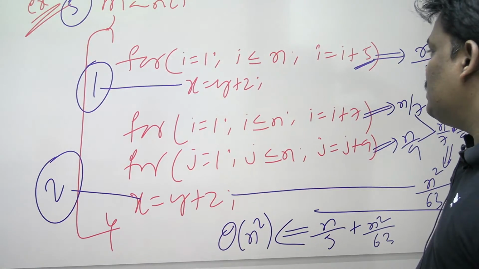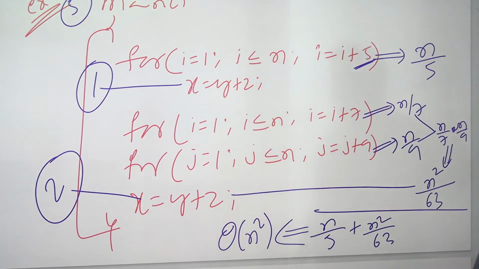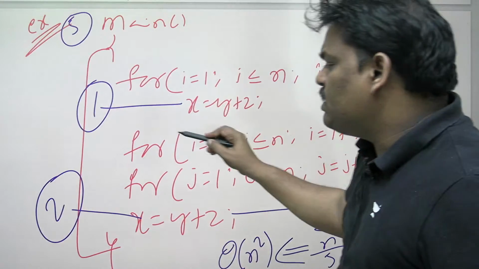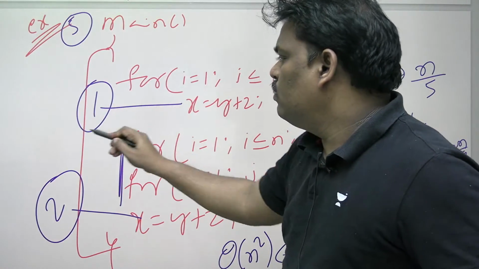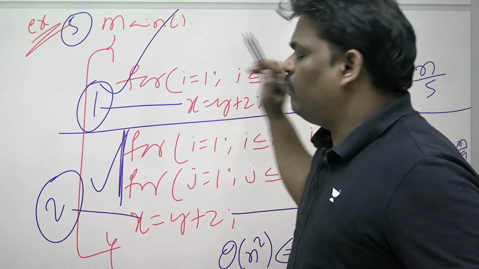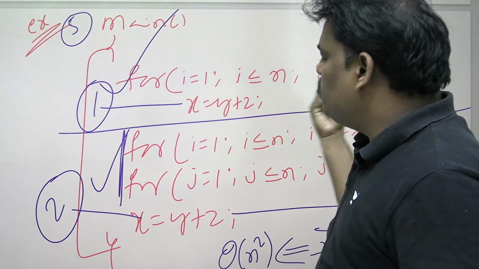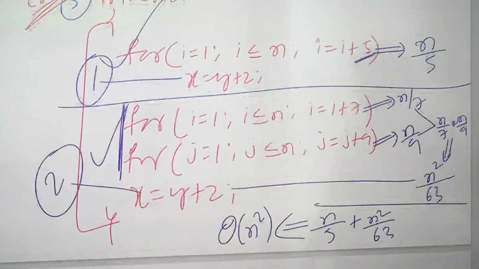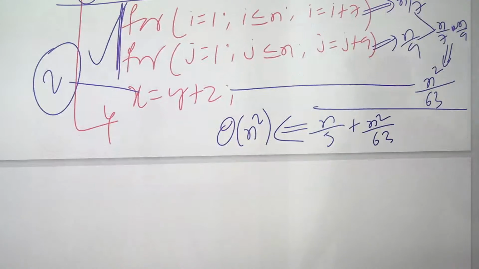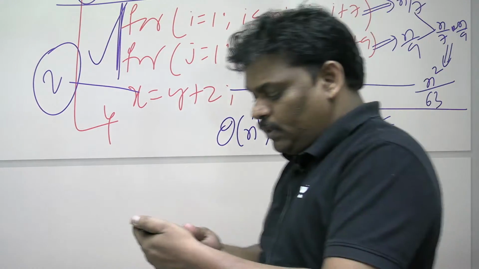First statement is n by 5 times. Second statement is n square by 63, because of inner loops you have to multiply. See this one, everyone listen now: these two are inner loops, but these are outer loops. These for loops are different. Outer loop means add. Inner loop means multiply. So first loop n by 5 times, second loop, inner loops multiply, n square by 63. So total time is n by 5 plus n square by 63. Bigger one is n square, theta of n square.